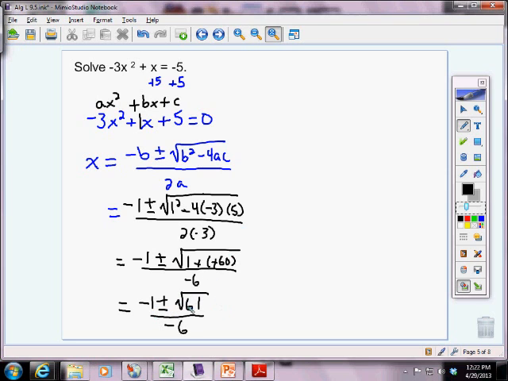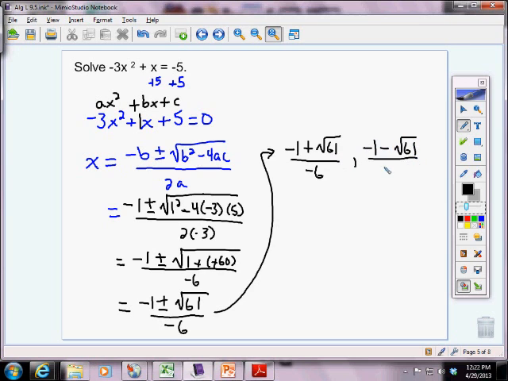we're not going to get a nice integer answer because this isn't a perfect square. So we're going to have negative 1 plus the square root of 61 over a negative 6, and we're going to have negative 1 minus the square root of 61 over negative 6. We can leave that as our exact answers, or if we approximate it in the calculator, again being careful, because if you just type in negative 1 plus the square root of 61 divided by negative 6, it will divide before it adds, so make sure you put the top in parentheses.